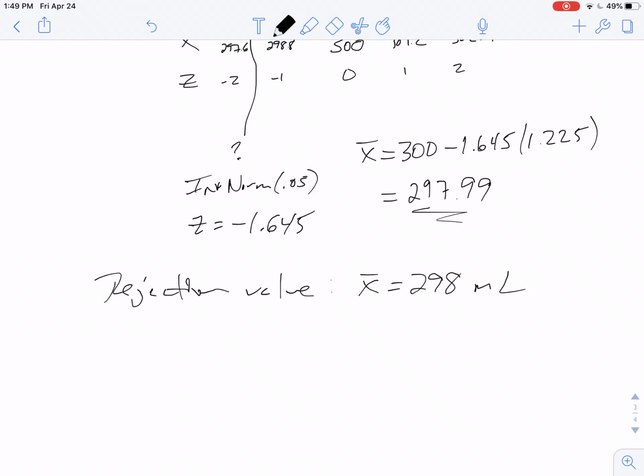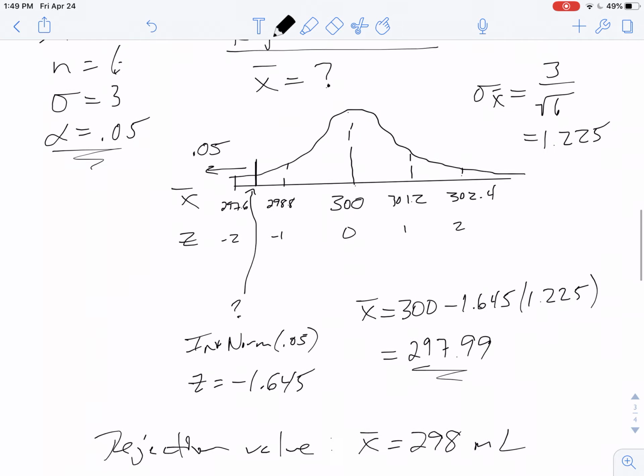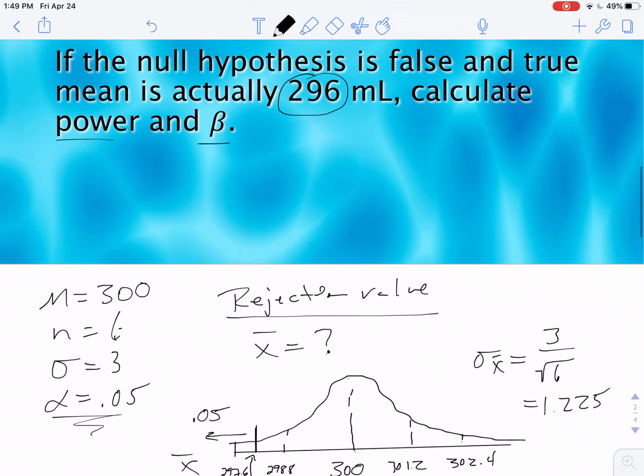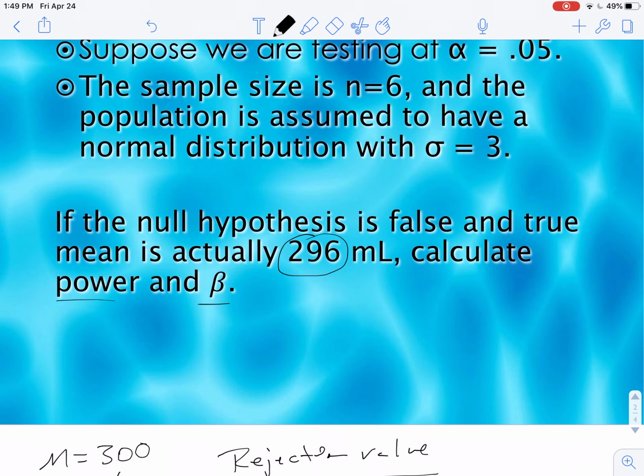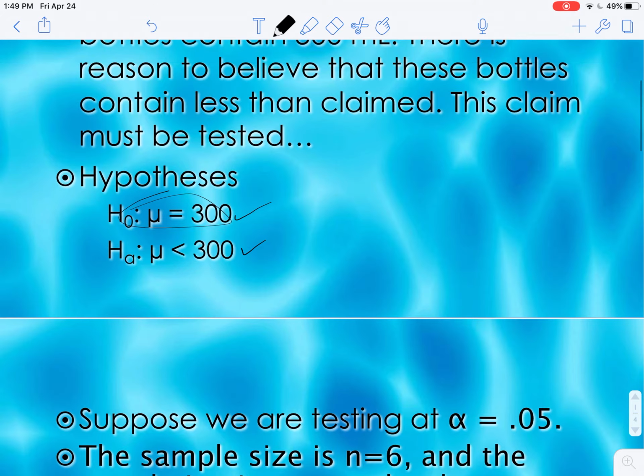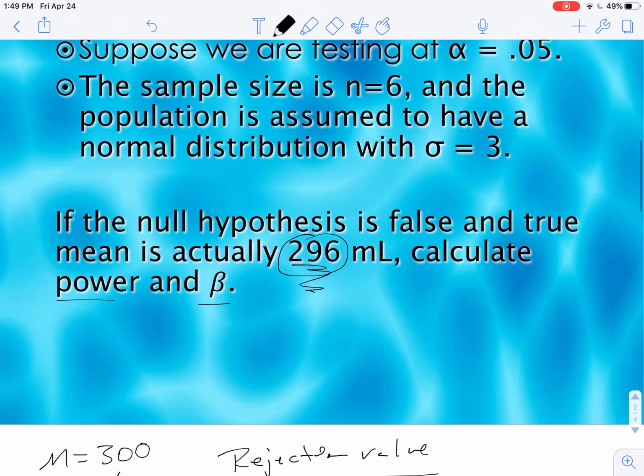Okay, so now that, again, is my rejection value. I'm going to reject for anything lower than that. And now I'm going to go back and use what's actually true about mu, so 296. So if I'm rejecting the null for any x bar value less than 298, if my mean is actually 296, I want to figure out, well, when will I be able to reject that false null? When will I fail to reject?